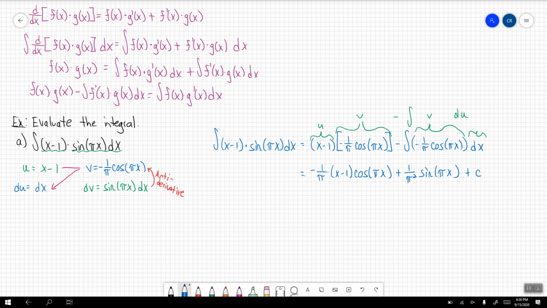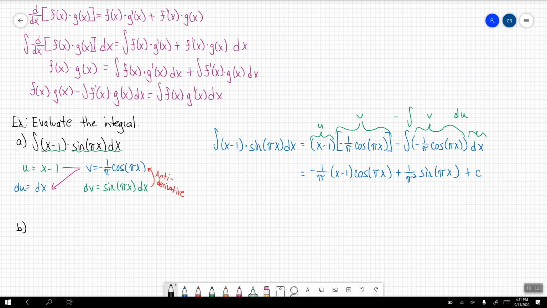And now look at this. We've actually evaluated this. We've actually integrated that initial integral, which was the quantity of x minus 1 multiplied by sine of pi x. So again, this is what we now have, and this is how we're using integration by parts. It's actually a really, really nice technique.